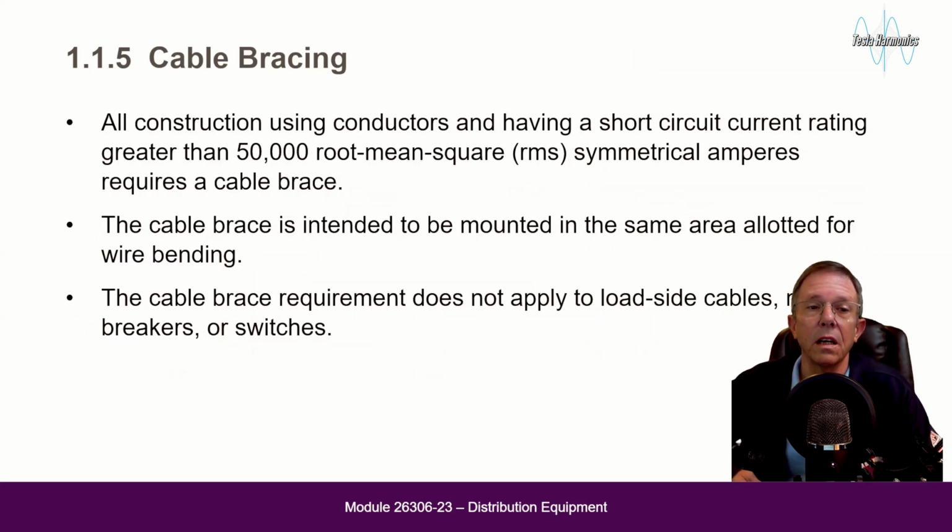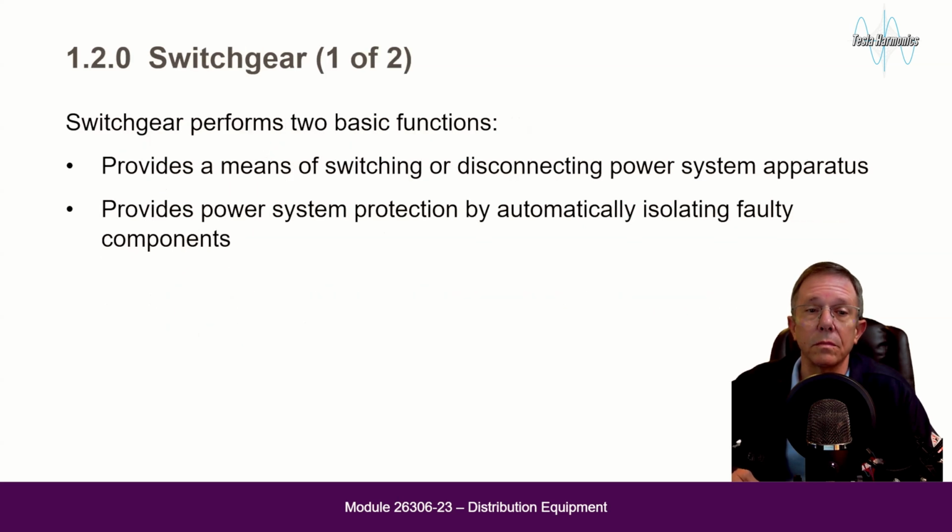Cable bracing. All construction using conductors and having a short circuit rating greater than 50,000 RMS symmetrical amperes requires a cable brace. The cable brace is intended to be mounted in the same area allotted for wire bending. The cable brace requirement does not apply to load side cables, main breakers, or switches.